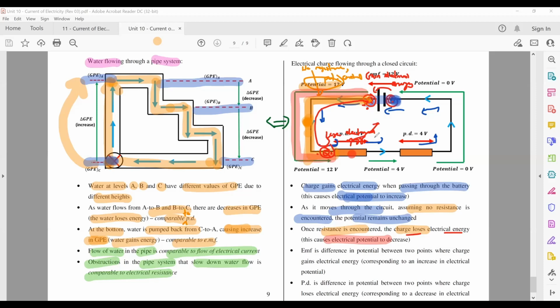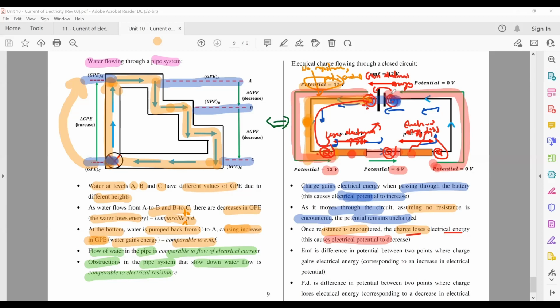You start to lose electrical energy, so you will have a decrease in potential. Your potential will drop from 12 volts to 4 volts. Then after that, your potential remains constant here. Once it goes through your resistor again, it loses electrical energy, so your potential drops again. After you pass through the second resistor, your potential is actually 0. Then it remains that way all the way to the start of your battery.